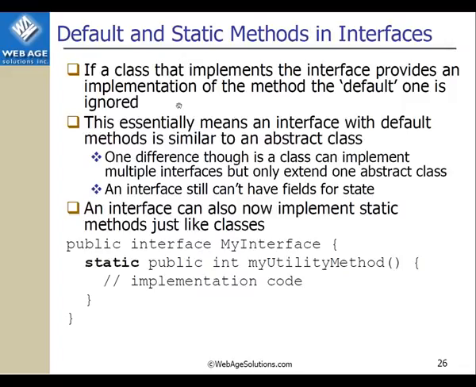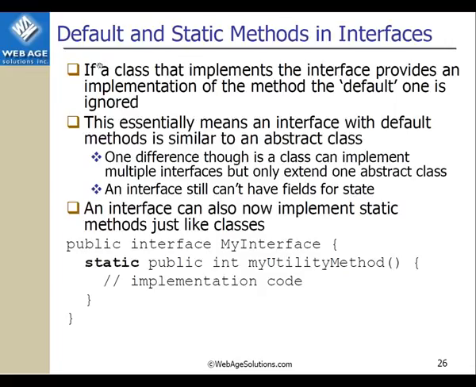The only difference, though, is that an interface still can't have fields. So we still can't have state. We can have methods that provide even a default implementation with the interface. So really, in this case, you can get a little bit of multiple inheritance, if you will, as far as functionality is concerned, as far as behavior is concerned, as far as methods are concerned. So multiple interfaces can be implemented by a class, so that a class can still extend one abstract class.